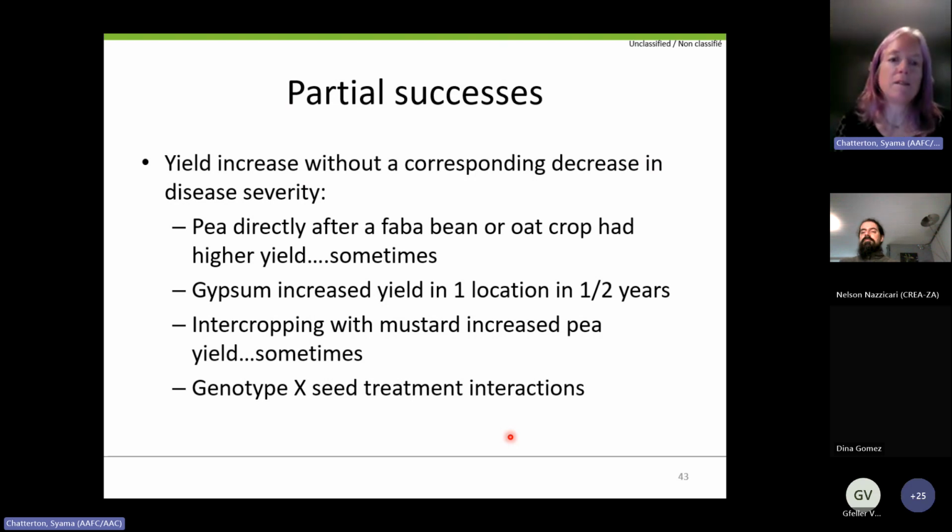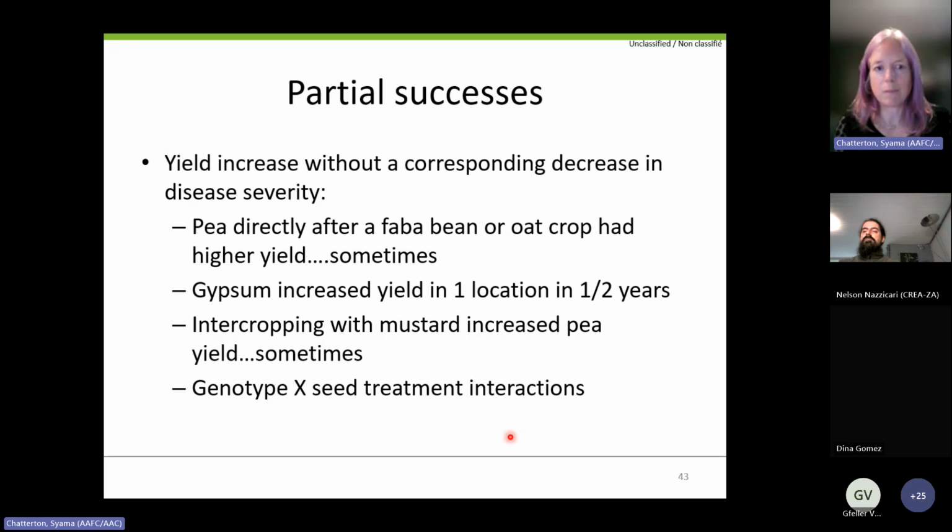Gypsum increased yield in one location. Intercropping with mustard sometimes increased pea yield. Again, it really depended on location. And then something we've just started to look at is sort of cultivar genotype selection. Some of the genotypes with some partial resistance combined with the seed treatment are showing some promise.